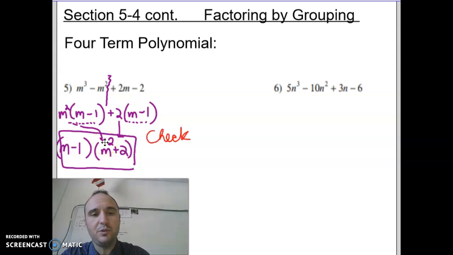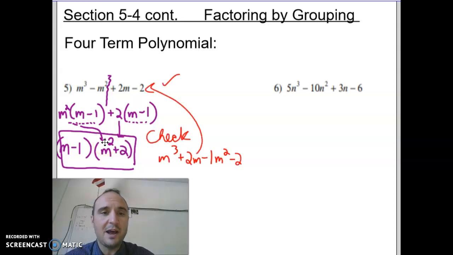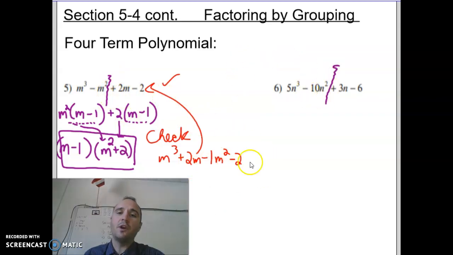Let's see if that actually works when we check. When we check it out, we FOIL it out. M times m squared is m cubed, m times 2m is 2m, negative 1 m squared is negative 1m squared, and then negative 1 times 2 is minus 2. So, does that check? Yes, it's not in the same order, but it is a check. It does work. Let's go over to number 6.